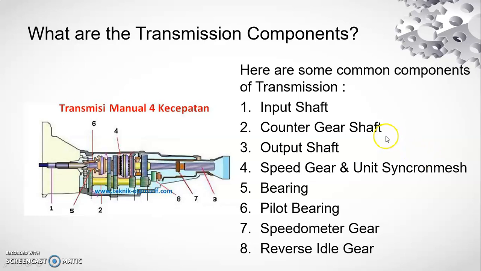What are the transmission components? Here are some components of transmission. 1 is input shaft. 2 is counter gear shaft. 3 output shaft. 4 speed gear and unit synchromesh. 5 bearing. 6 is pilot bearing. 7 is speedometer gear. 8 is reverse idle gear.